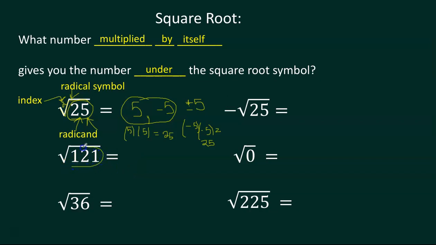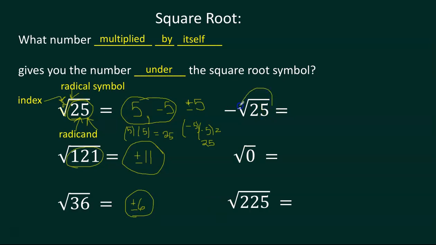All right, let's think about this next example. What number multiplied by itself gives you 121? Well, 11 times 11 gives you 121, and -11 times -11 would also give you 121. So there's 2 answers. All right, 36. Well, what's the square root of 36? Well, 6 times 6 would give you 36. So +6 is one answer. Also, -6 times -6 also will give you 36. So there's 2 answers.